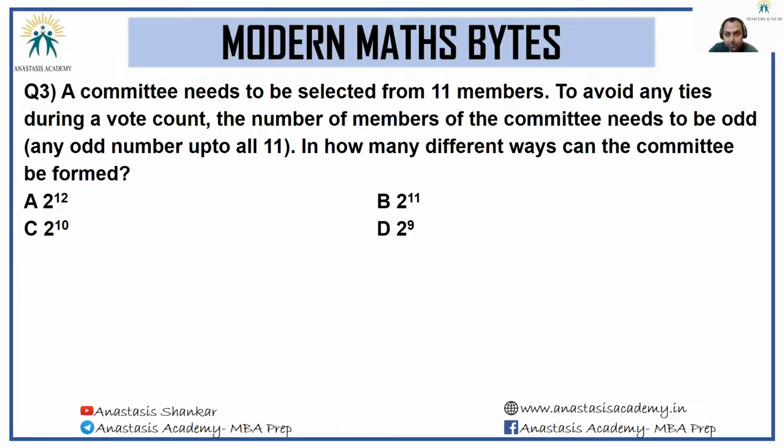Okay, next. A committee needs to be selected from 11 members. To avoid any ties during a vote count, the number of members of the committee needs to be odd. Any odd number up to 11, up to all 11. In how many different ways can the committee be formed? Okay, pay attention.